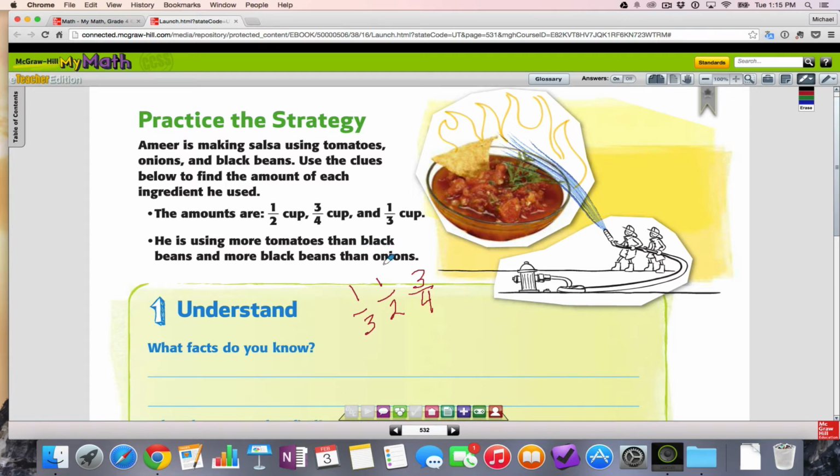So he's using more tomatoes than black beans and more black beans than onions, so that means the biggest number has to be the tomatoes. Okay, and then he's using more black beans than onions, so onions would have to be our smallest fraction. And that leaves black beans as 1/2 cup.